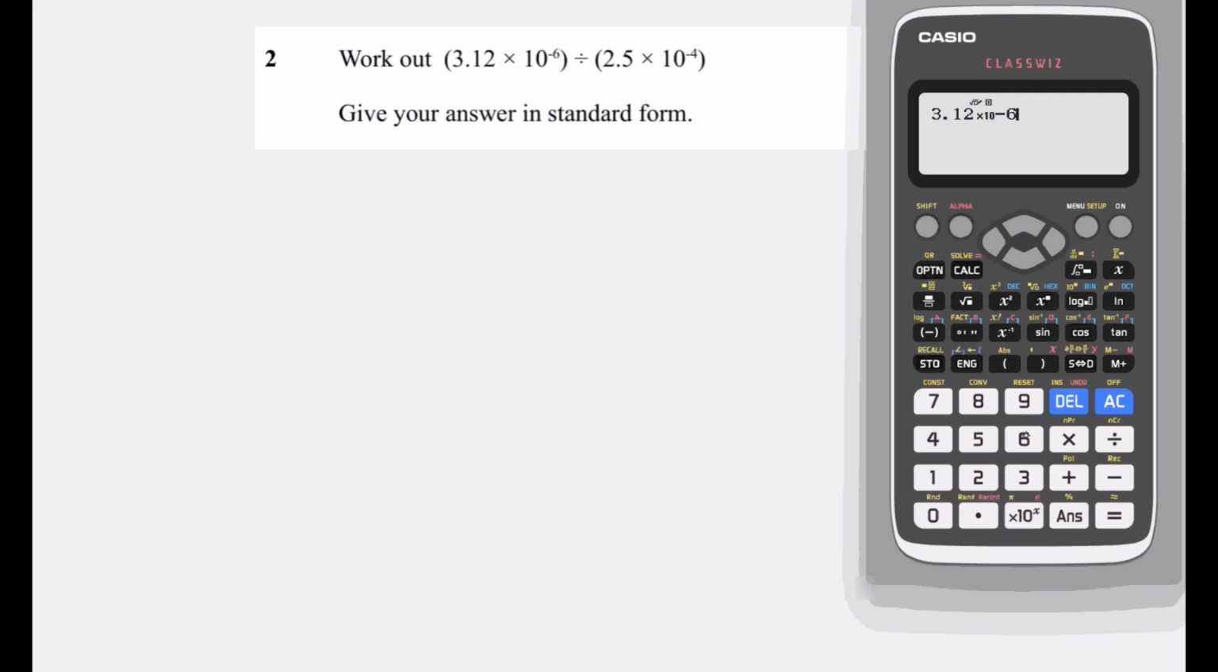negative 6. The benefit of using this button is we don't have to worry about the brackets or the fraction button. We can still use a divide because it counts it as one number. 2.5 times 10 to the power of negative 4. So I've got 39 over 3,125, or 0.01248.